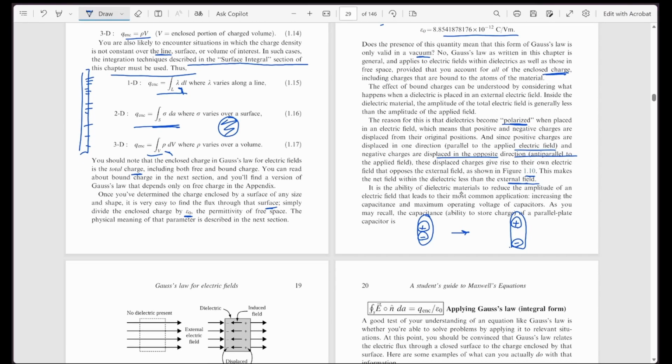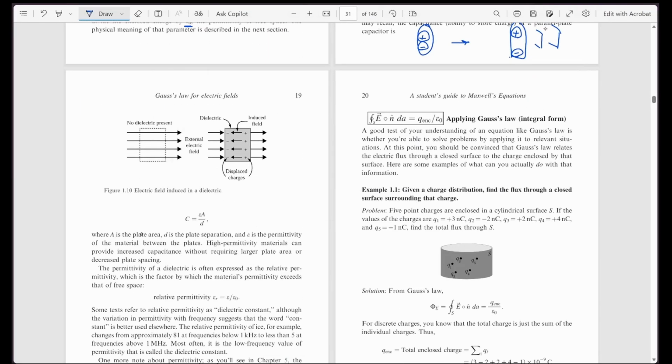It is the ability of dielectric material to reduce the amplitude of an electric field that leads to their most common application, increasing the capacitance and maximum operating voltage of capacitors. So capacitors rely on this concept. As you might recall, the capacitance, the ability to store charge, of a parallel plate capacitor depends on A, the plate area, D, the plate separation, and E, the permittivity of the material between the plates. So this one is not for the free space.